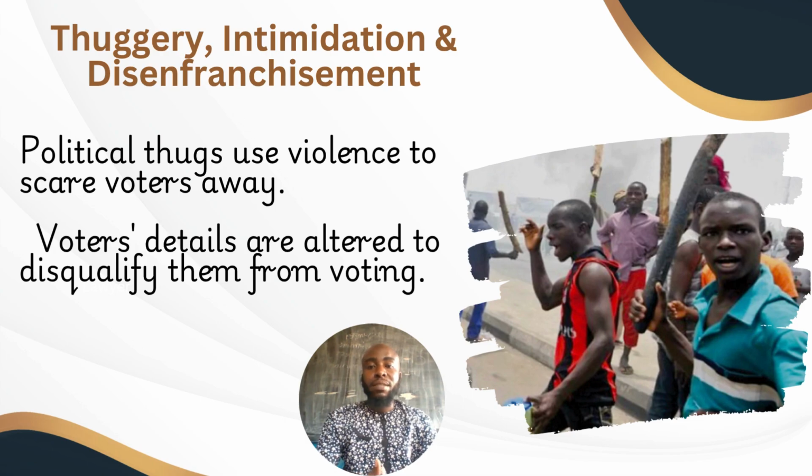Now, voters' details are altered and they are disqualified from voting. This way, they can actually scatter the polling unit. Electoral officials will run away, and such polling units won't be able to vote. And this causes a lot of menace in our society, and this limits democratic principle in such society.